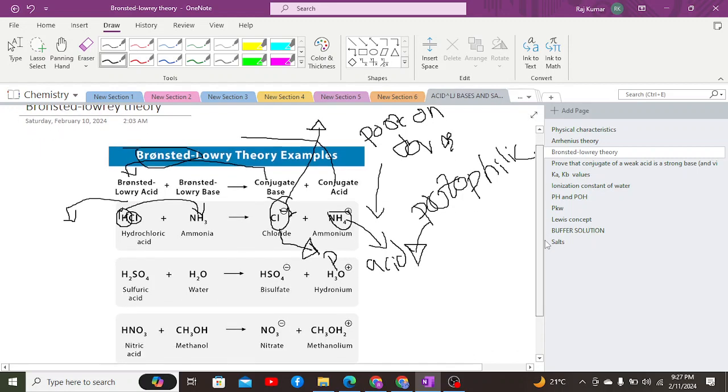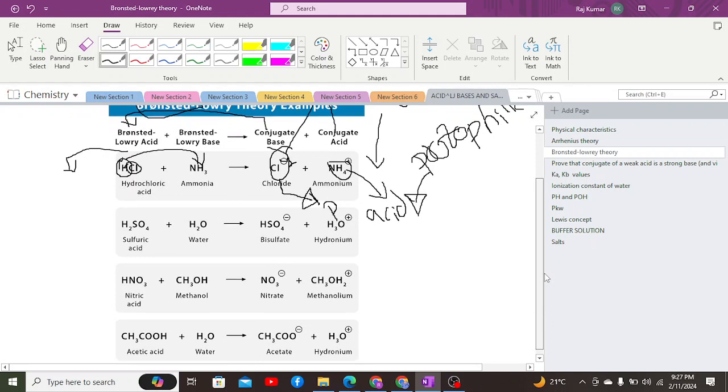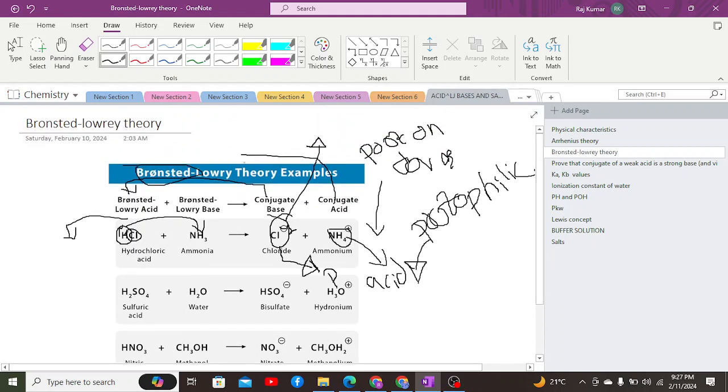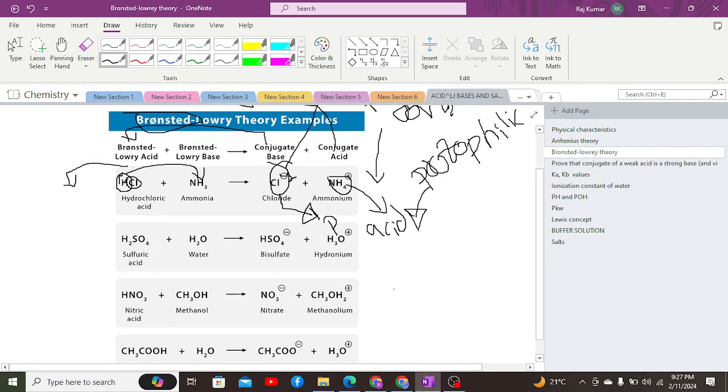One more thing I would like to highlight over here is the relationship between conjugate acid and conjugate base. If an acid is stronger, then its conjugate base would be weaker. If an acid is weaker, then its conjugate base would be stronger. Likewise, if a base is stronger, then its conjugate acid would be weaker, and if a base is weaker, then its conjugate acid would be stronger. So this is the pair and relation which we are going to further derive as well.